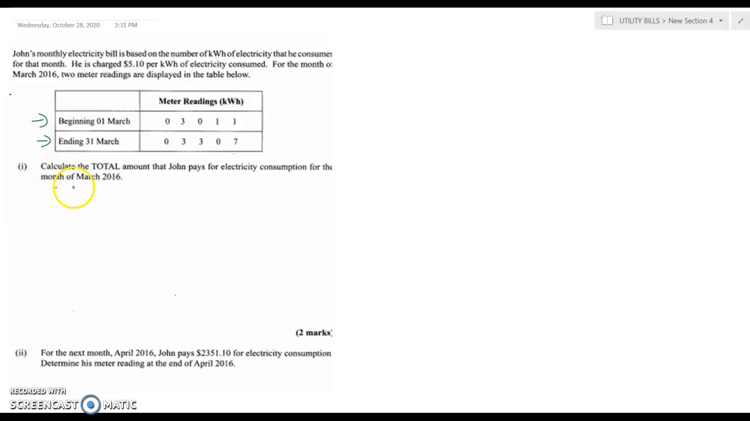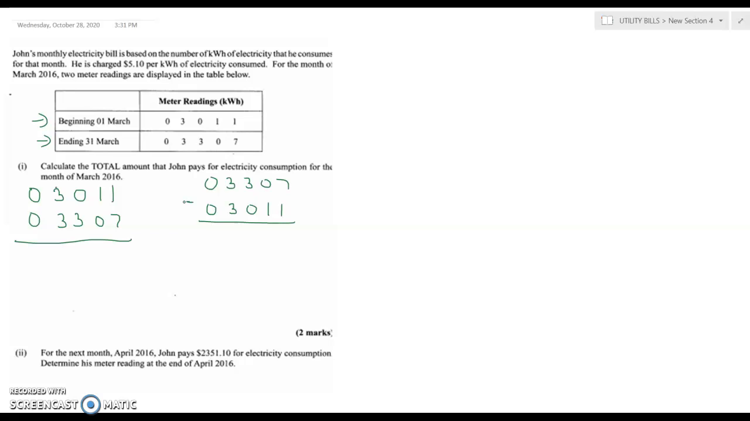Now at the beginning of March his reading is 03011. At the end of March, his reading is 03307. Let's find out how much he used in March. Obviously, the bigger number has to come on top, right? So 03307, because we need to take away 03011. The amount he used for the month will be the reading at the end, take away the reading from the beginning, right? So let's take away that.